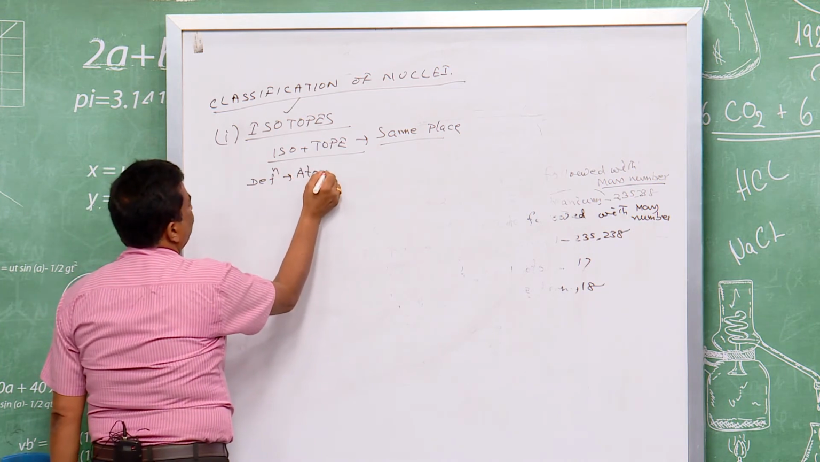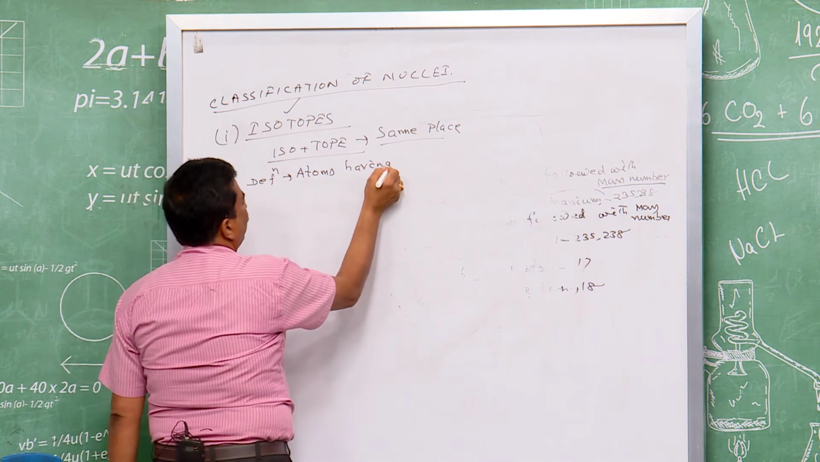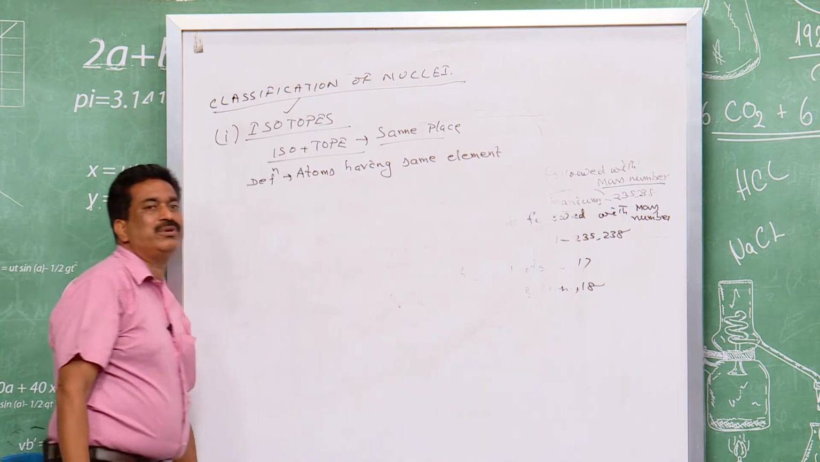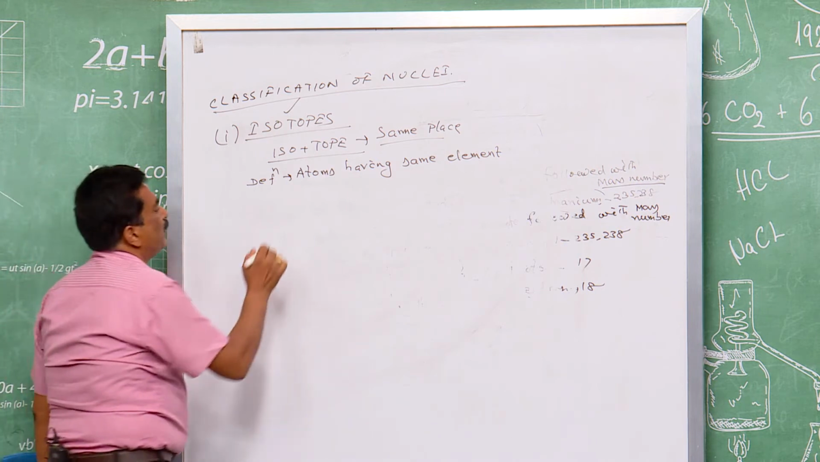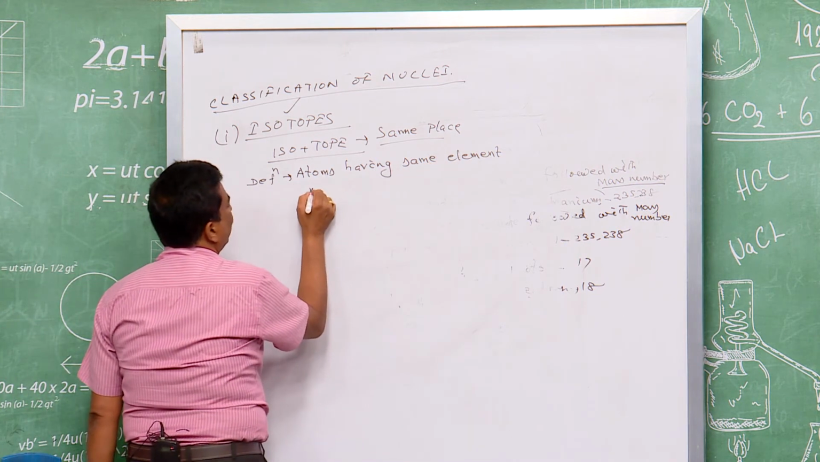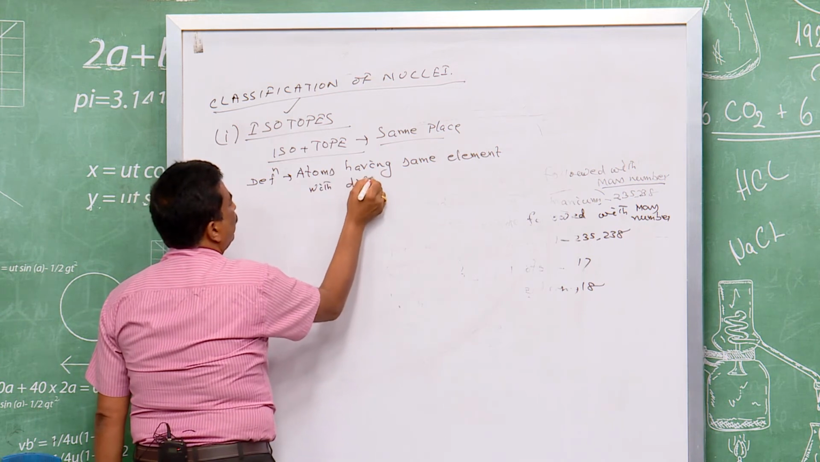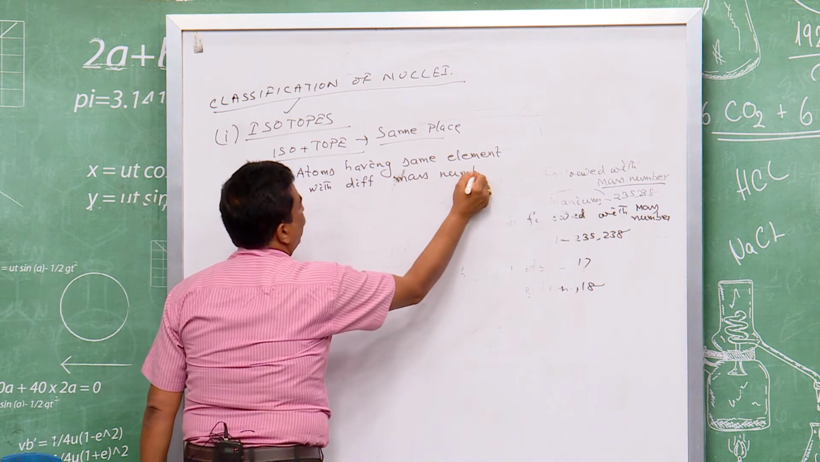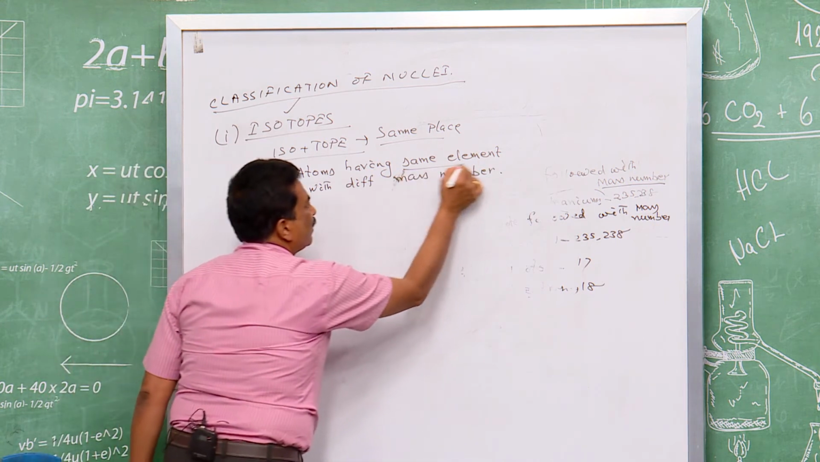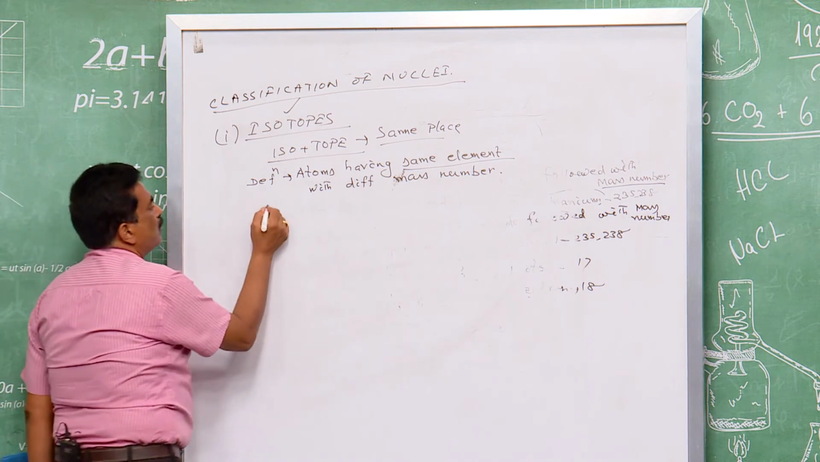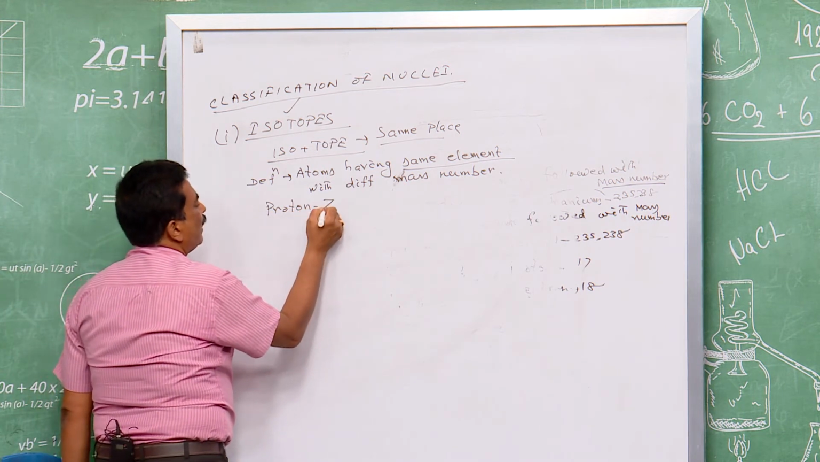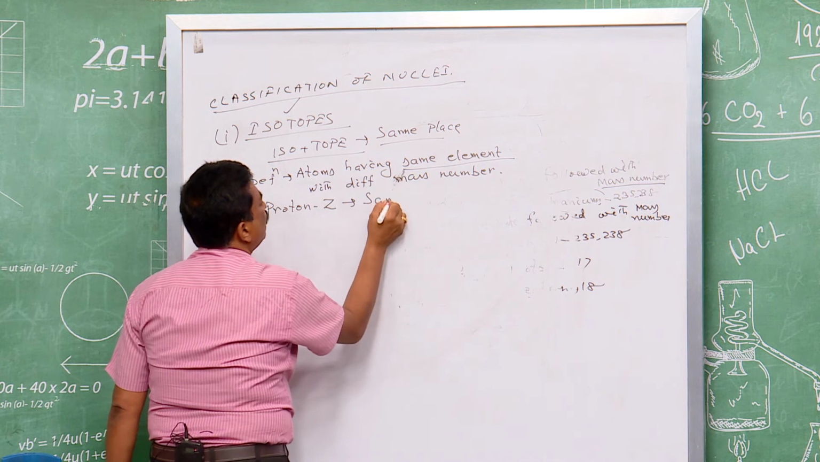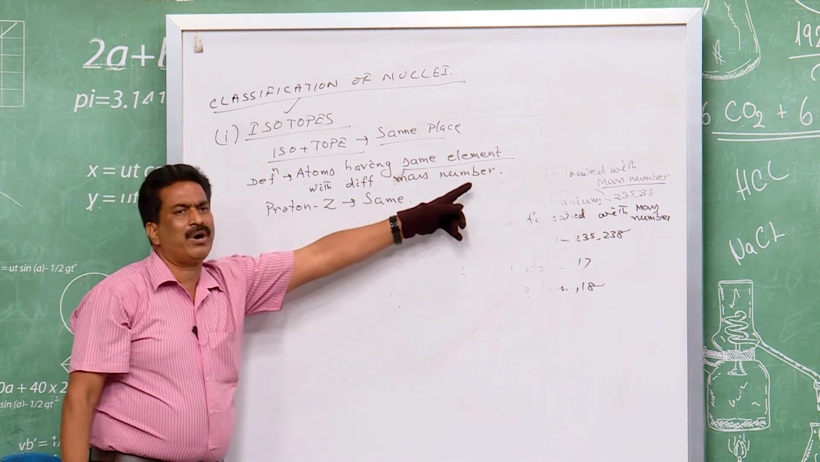Atoms having the same element with different mass numbers. That element is represented with its proton number, and the proton number will always remain the same. You see, having the same element means the same proton number. So, the proton, which we write as Z, is the same, but with different mass numbers.